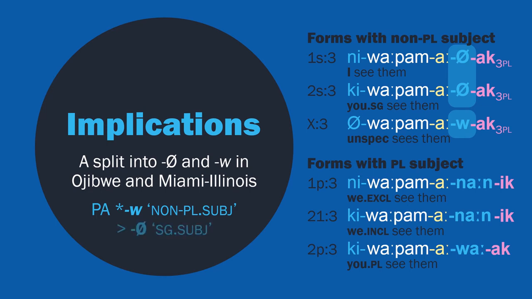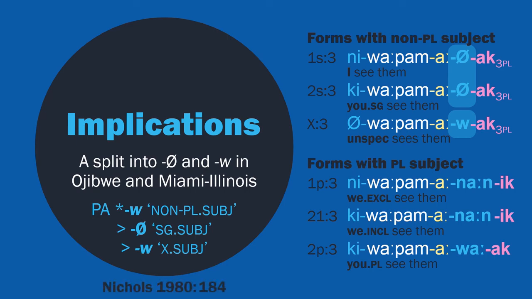0 for singular subjects, as in I see them and you singular see them, and W for unspecified subjects, as in unspecified sees them. Ojibwe has taken the two meanings that fall under non-plural, i.e. singular and unspecified, and given each meaning its own morpheme. That's a straightforward analysis, and indeed it's exactly the analysis that is given by Nichols.